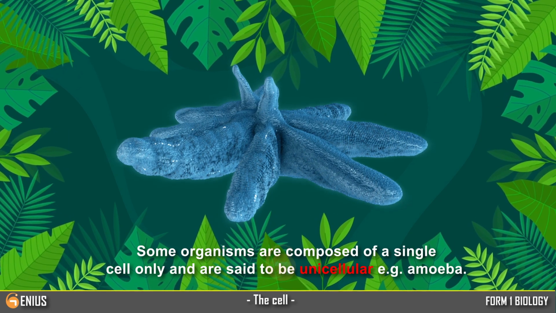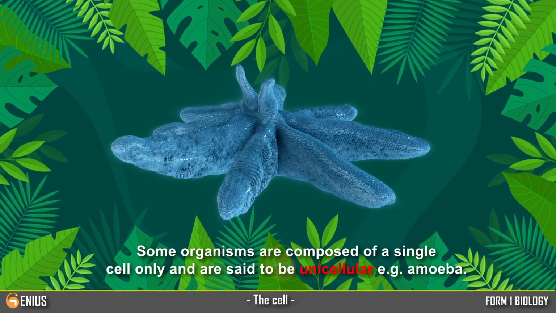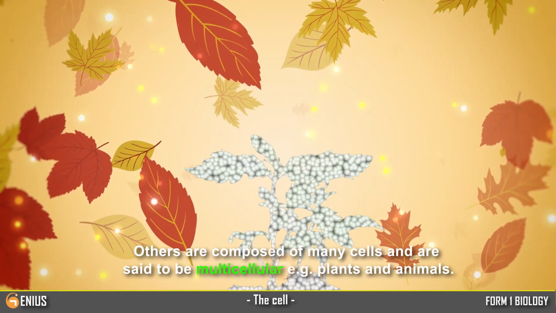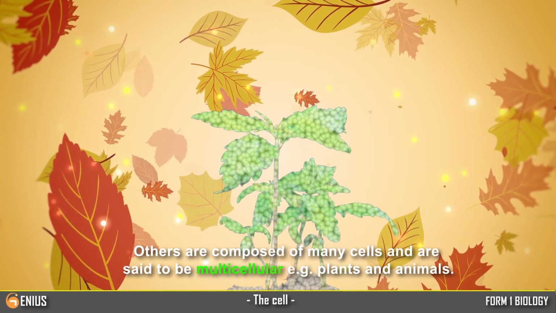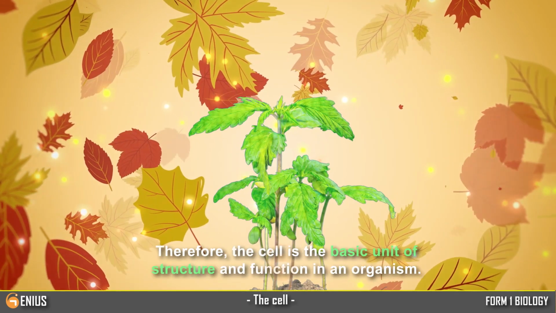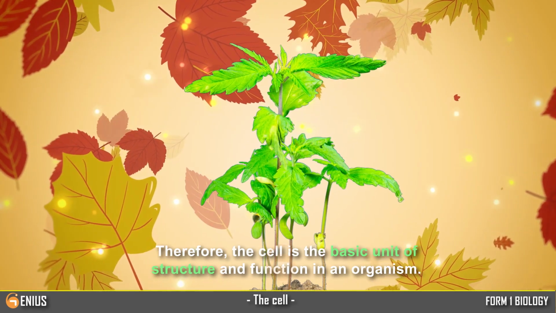Some organisms are composed of a single cell only and are said to be unicellular, e.g. amoeba. Others are composed of many cells and are said to be multicellular, e.g. plants and animals. Therefore, the cell is the basic unit of structure and function in an organism.